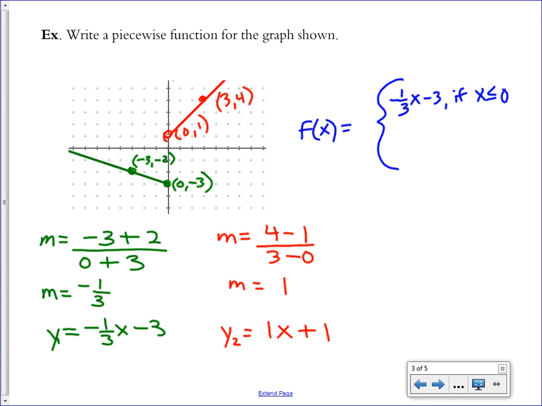Whereas the second part of the function, which is 1x plus 1, is defined for all values of x that are greater than 0, but it does not include 0 because that's where you see the open circle on the graph. And so this is the piecewise function that is shown here.